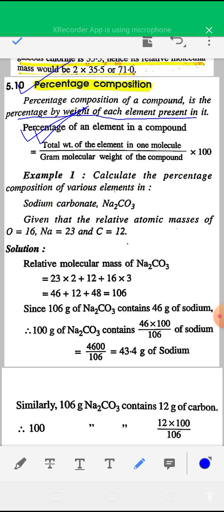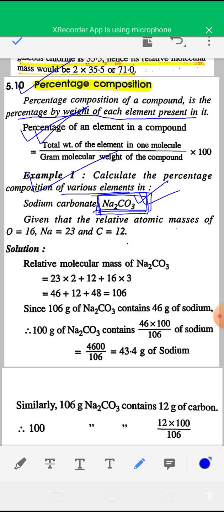For example, I am explaining with an example. Calculate the percentage composition of various elements in sodium carbonate. Sodium carbonate formula is Na2CO3. In sodium carbonate, you have to calculate the percentage composition of sodium, carbon, and oxygen. So first you have to calculate the molecular weight of the compound.